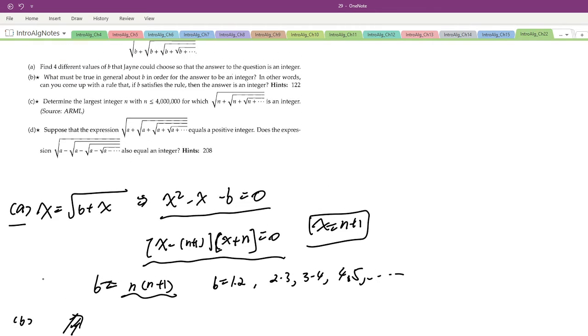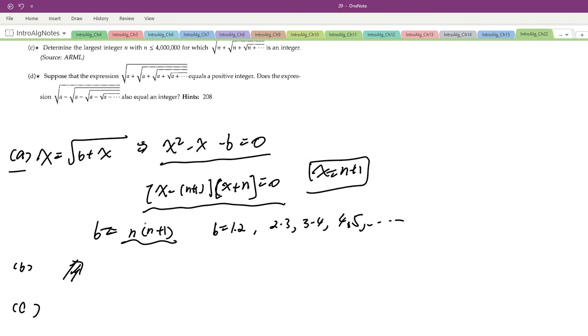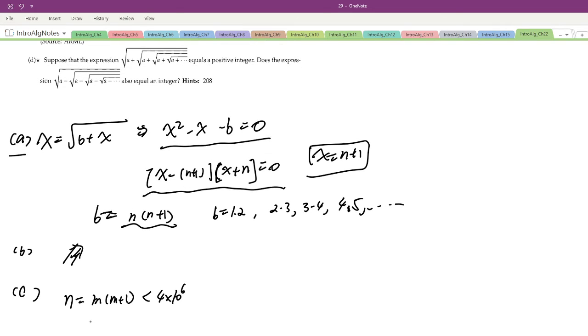Part C is to determine the largest value of n that is an integer. So n equal to the integer m times m plus 1 should be less than 4 times 10 to the 6. You can see if it's 2 million, this is 2000 times 2000. So the maximum n is 2000 times 1999.